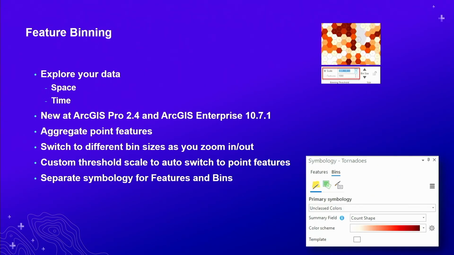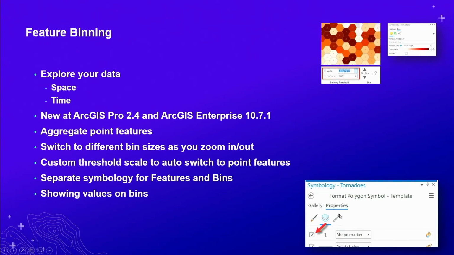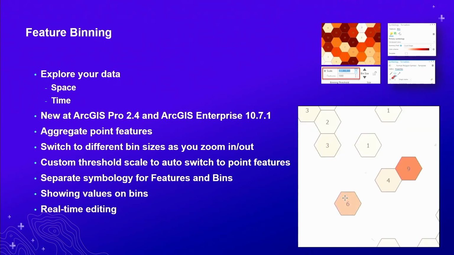Feature layers that are enabled with feature binning have 2 sets of symbology so that you can define symbology for bins and the features independent of each other. If you want to show the value on top of bins, you have to click on that template icon and then make sure that symbol level is checked. Editing is real time and very dynamic, as you saw in my demo.